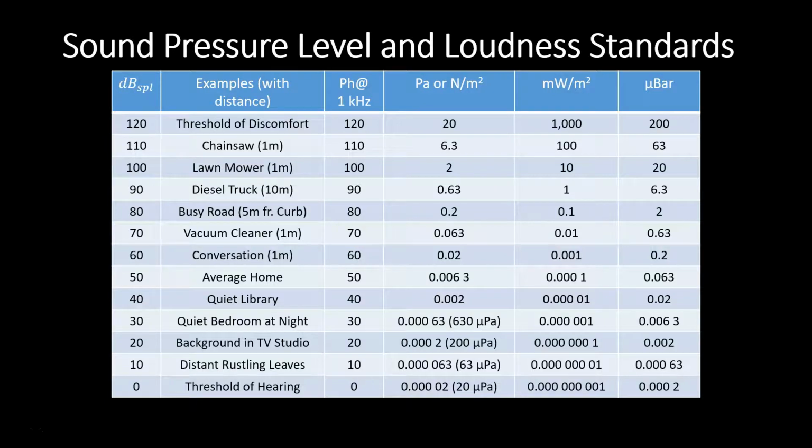5 meters from the curb, listening to a busy road, is about 80. A diesel truck at 10 meters is 90. A lawnmower at 1 meter would be about 100. And 110 is a chainsaw at 1 meter. And then at 120, our ears actually start to hurt because we're at the point of distance that most typical eardrums can travel. Above 120, you could have physical damage to the eardrum, and if the pressure is high enough, it could cause immediate death, not from the sound itself, but from the pressure of the sound.